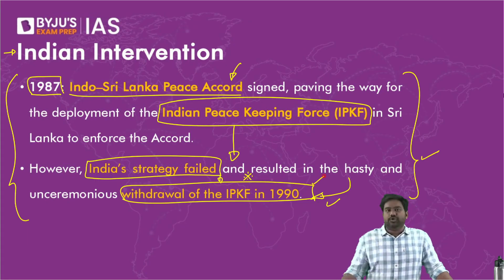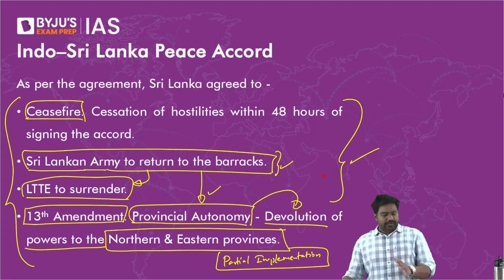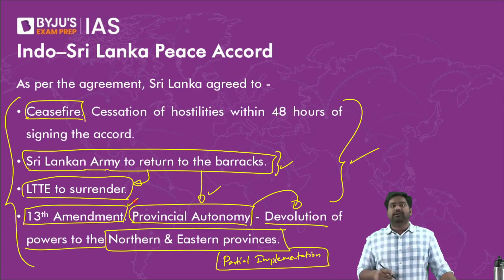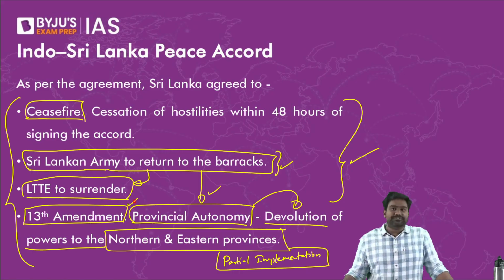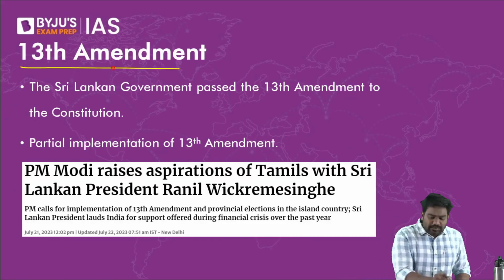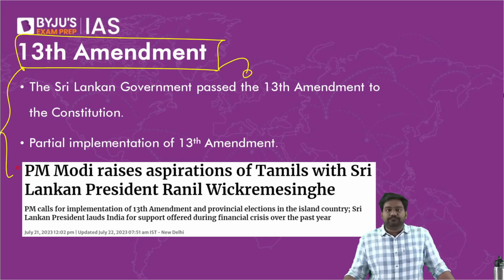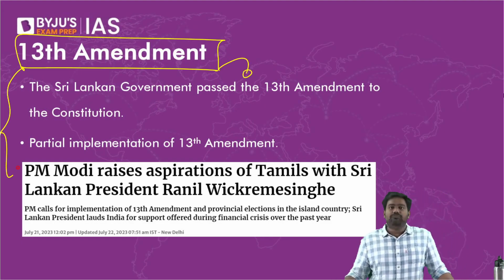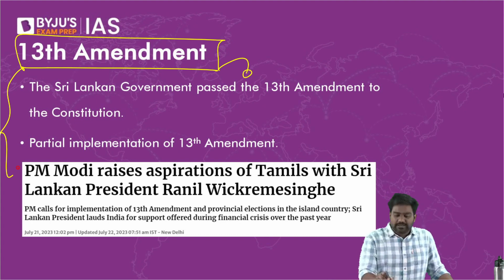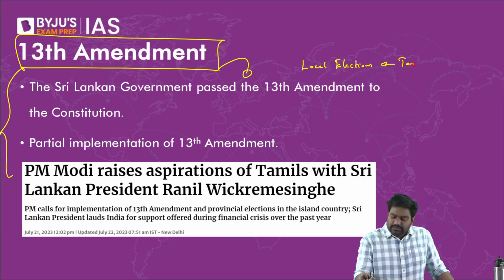So, this is where we had stopped the last discussion. So today, let's continue from here. Let's talk a little about the 13th Amendment and what happened after these events. The 13th Amendment, as I told you, was supposed to provide for devolution of powers. All the key subjects had to be devolved from the central government to the provincial councils, along with local elections being held, so that the Tamil parties could contest and govern these regions through these provincial councils.